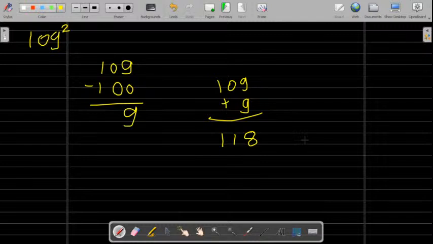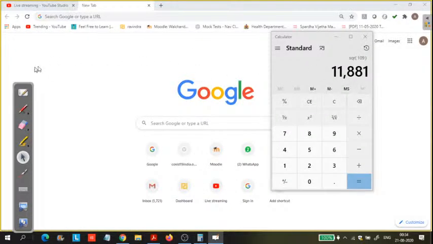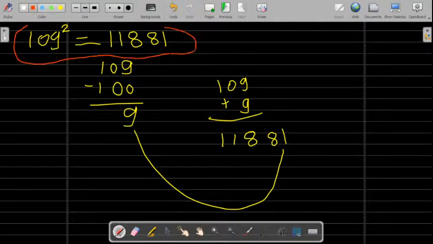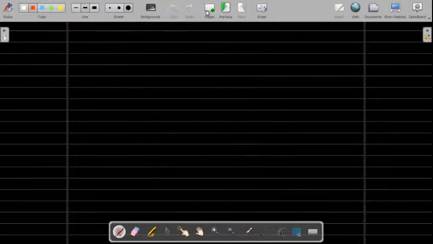You will get 118, and the square of this number, that is 81, right? 118 81. So this is how we can calculate the square of a number. Suppose it is greater than 100 and near to 100; if that condition is satisfied, then you can use this strategy to find the square of a number. You can find it.